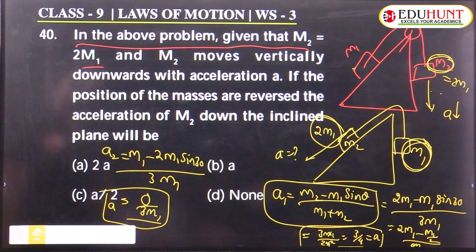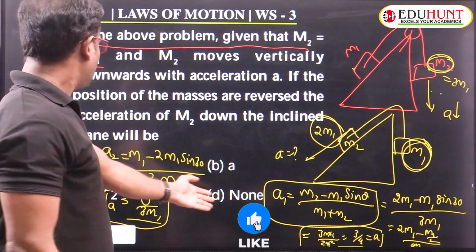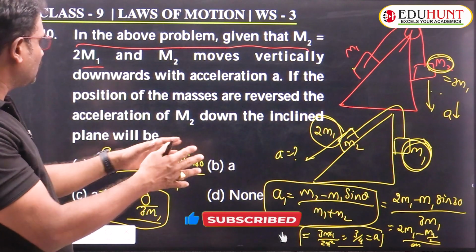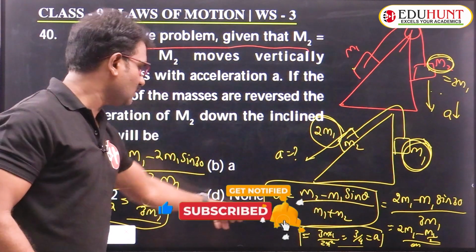So acceleration is 0 means there is no option. If the positions of the masses are reversed, the acceleration of M2 down the inclined plane will be 0. There is no such option here.